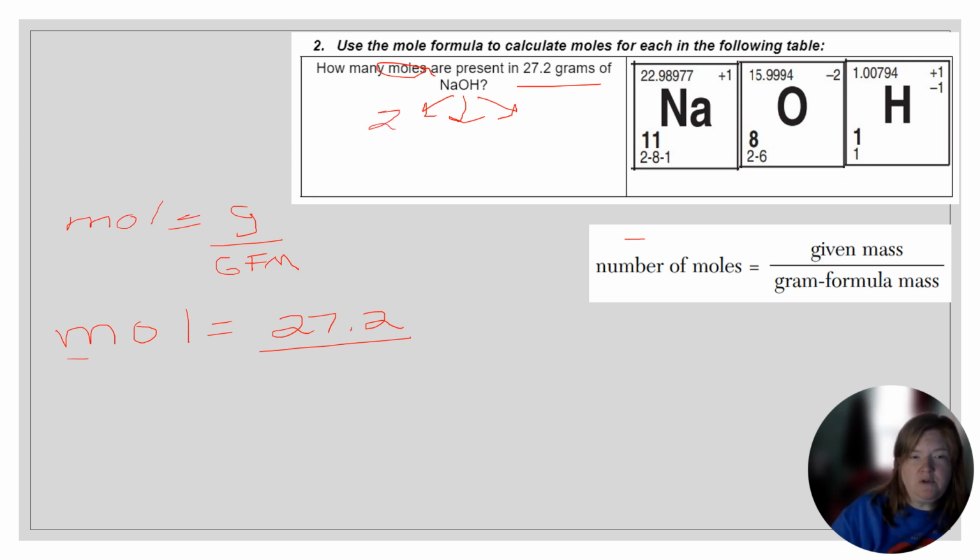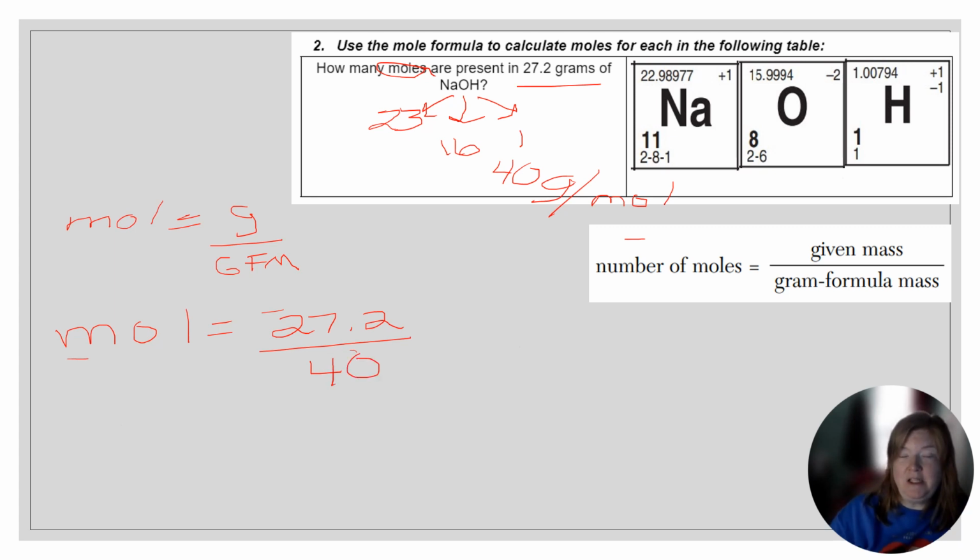So we have 23. We have 16, and we have 1. And then I add them all up. So 16 plus 1 is 17, and then 17 plus 23 is 40 grams per mole. Okay, now I put that 40 down here. Okay, and then I do the math.